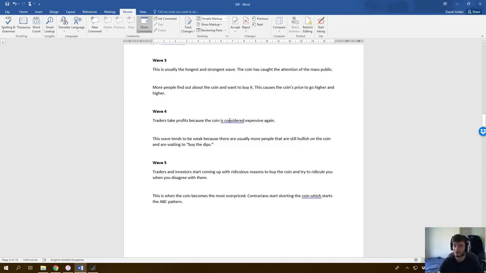This is very expensive. Again, people are taking profits, and with supply and demand, obviously supply and demand is a very big thing. A lot of people are taking profits, and not many people want to buy after such a big move upwards.